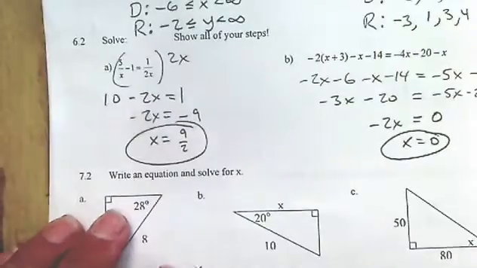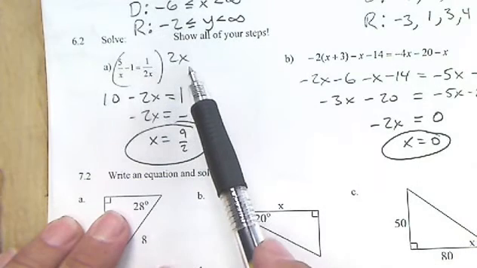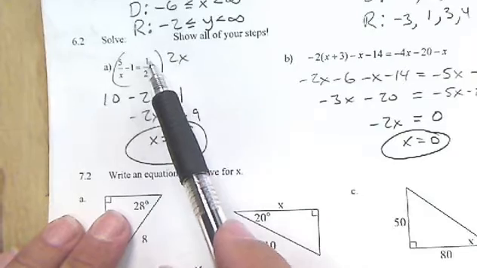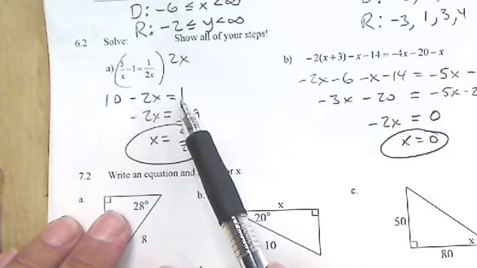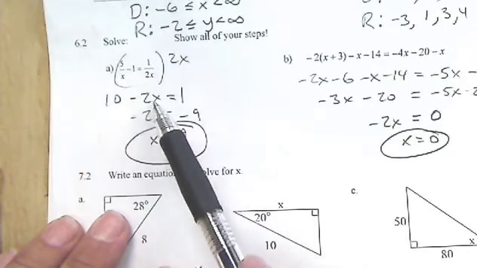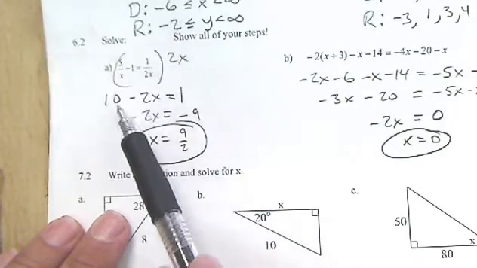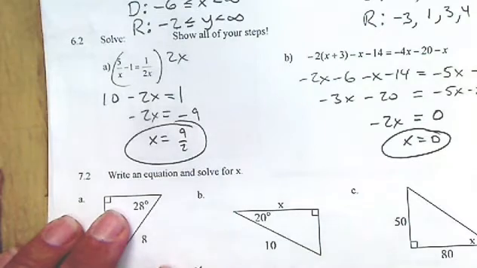You're missing this one. Just multiply by the common denominator. It gets rid of all the fractions. So 2x times 1 is 2x, divided by 2x is 1. 2x times 1 is 2x. 2x times 5 is 10x, divided by x is 10. And then you just solve it.